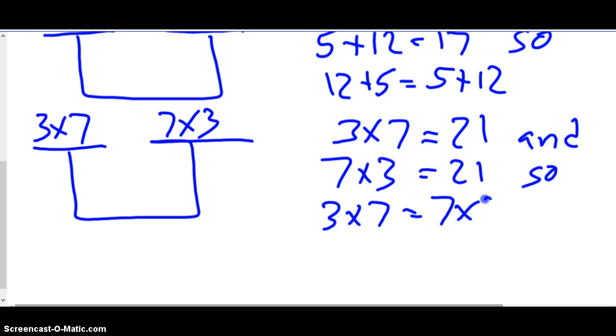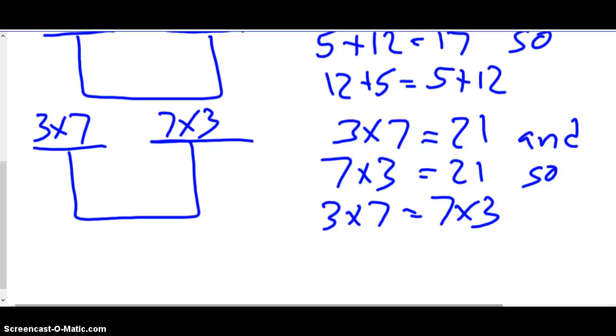Now, you're probably wondering what this all means. Well, when we start to do higher algebra, it's going to become very important because we're going to need to balance both sides of equations. So it's good for you to understand that both sides of the equations have to equal.